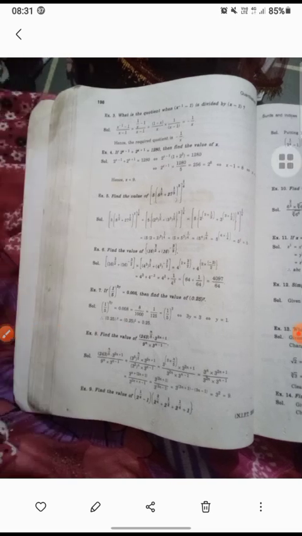What is the quotient when x to the power -1 is divided by x minus 1?